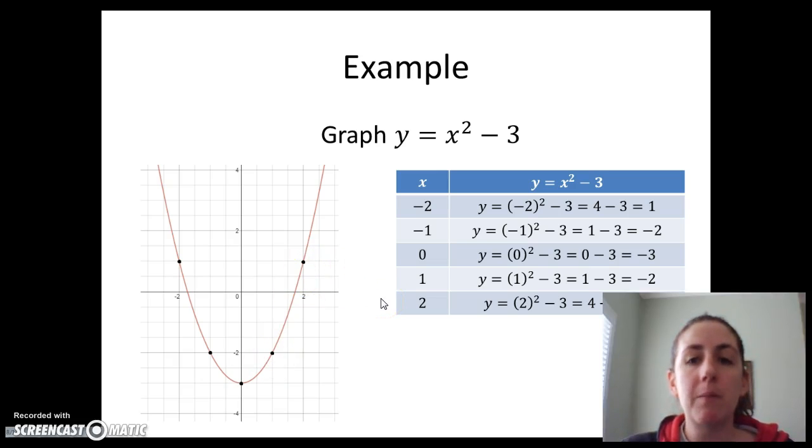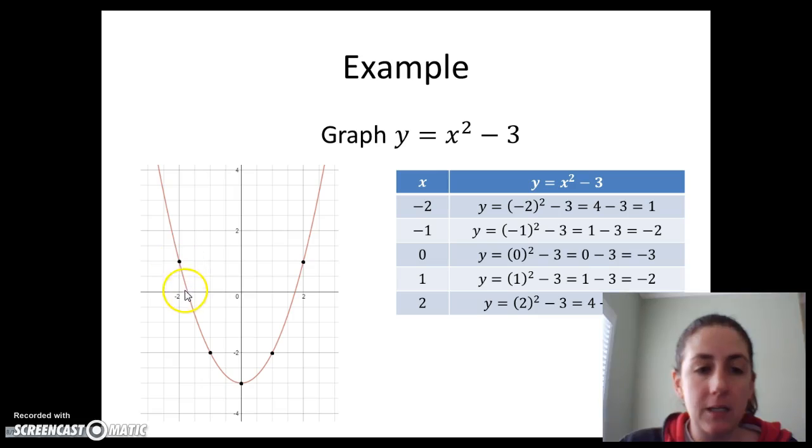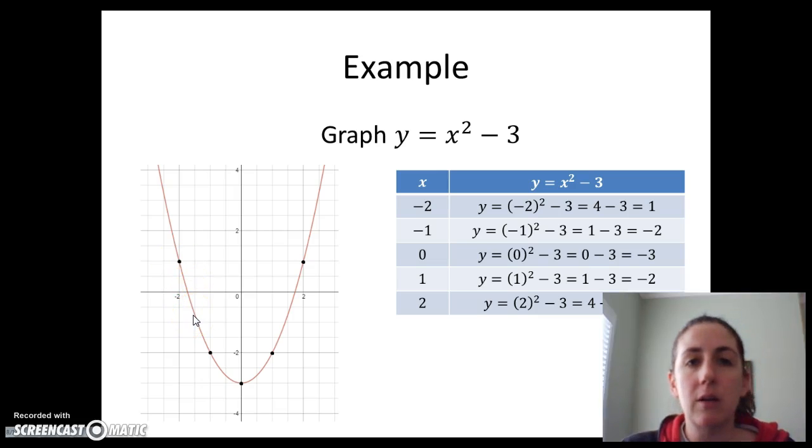Now this parabola represents every single ordered pair, every single solution to this equation. Even though they're not highlighted in a dot, you have a solution right here, and here, and here, and here. There are infinitely many solutions to this equation.